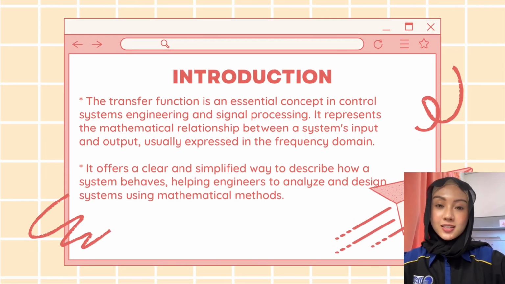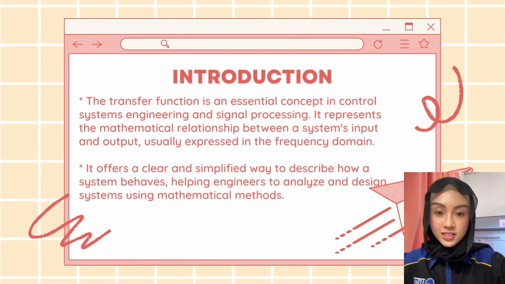Introduction. The transfer function is an essential concept in control systems engineering and signal processing. It represents the mathematical relationship between a system's input and output, usually expressed in the frequency domain. It offers a clear and simplified way to describe how a system behaves, helping engineers to analyze and design systems using mathematical methods.